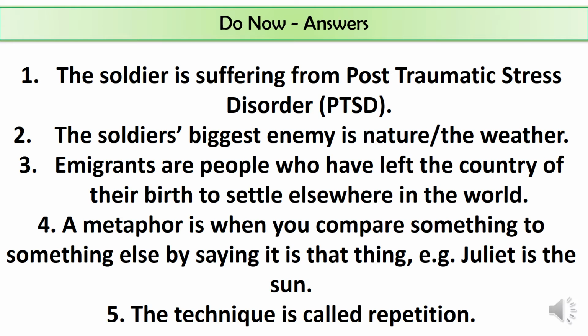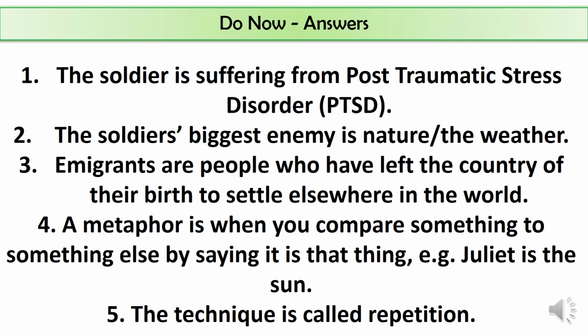The soldier's biggest enemy in Exposure is nature, the weather, which is not what we expect in that poem. We imagine the enemy is going to be the German soldiers, but in fact, in that particular poem and in that war at that moment, it was nature that was far more dangerous. Emigrants are people who've left the country of their birth to settle elsewhere in the world. So the speaker in the poem Emigre was an emigrant.